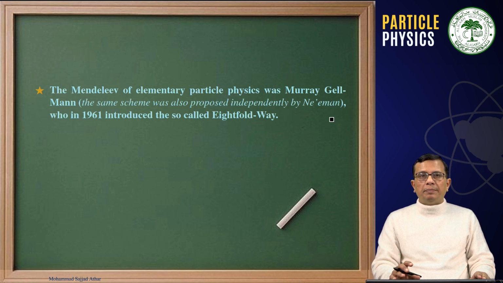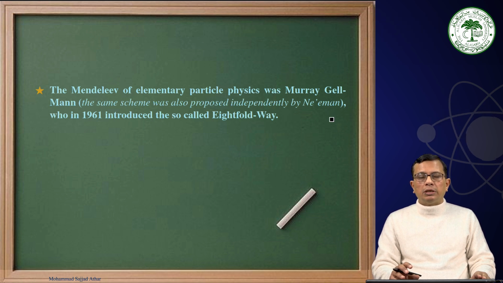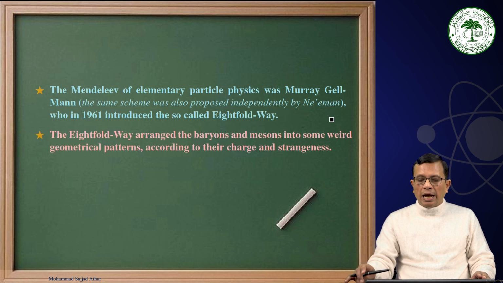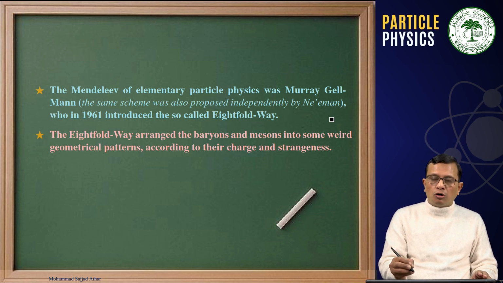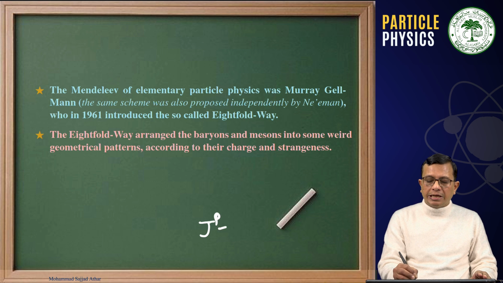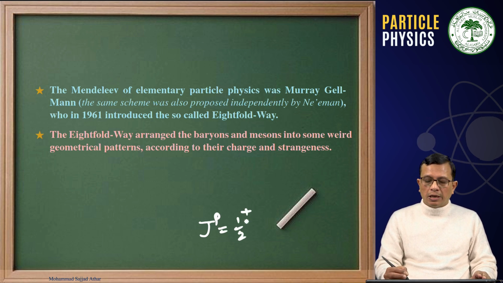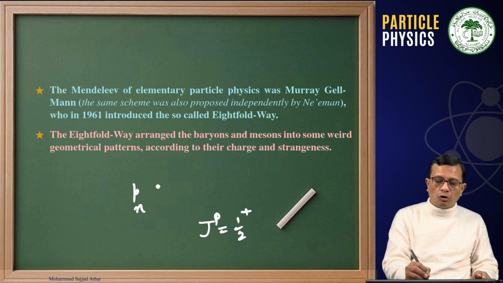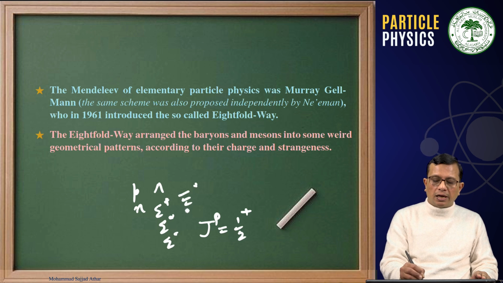And the Mendeleev of elementary particle physics was Murray Gell-Mann, though this was also proposed almost simultaneously by Ne'eman, who in 1961 introduced the so-called eightfold way. This eightfold way arranged the baryons and mesons into weird geometrical patterns according to their charge and strangeness. For example, all low-lying baryons having spin half and positive parity known at that time were: proton, neutron, lambda, sigma plus, sigma 0, sigma minus, cascade 0, and cascade minus.